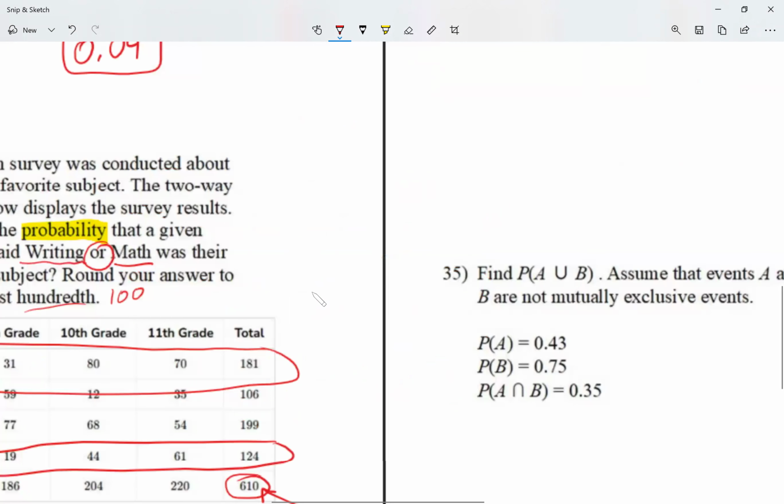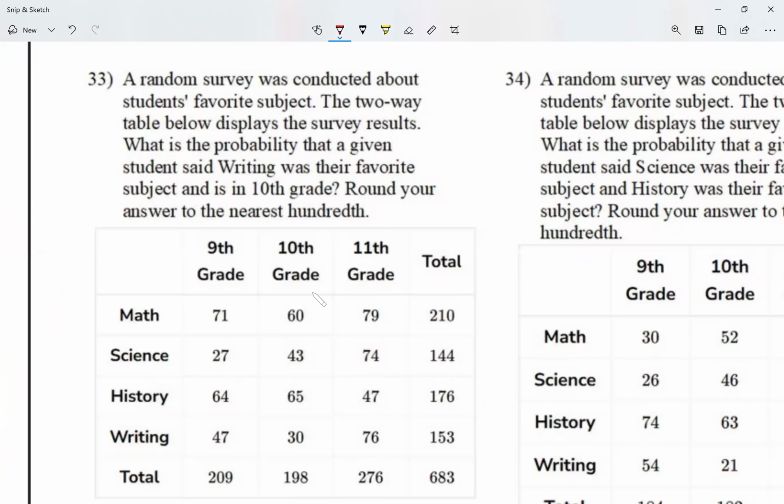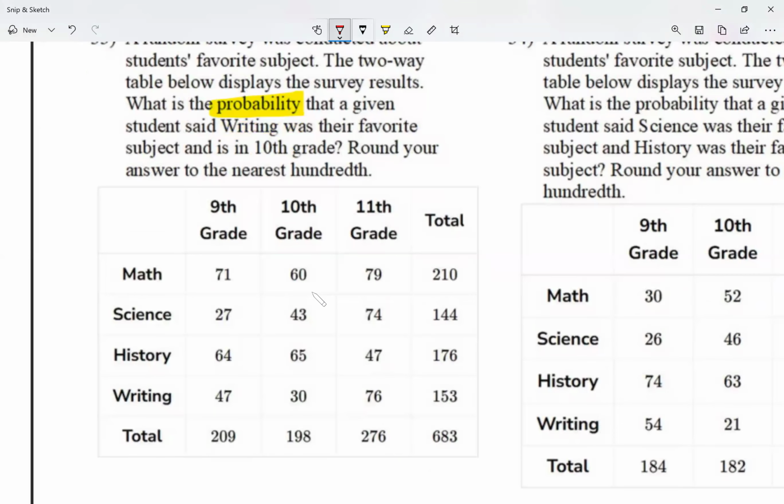All right, let's take a look at the last two questions. Let me flip the page. I'm going to take a look at number 33. A random survey was conducted about students' favorite subject. The two-way table below displays results. What is the probability, again, a number between 0 and 1, that a given student said writing was their favorite subject and is in 10th grade? Again, I'm using the word and.